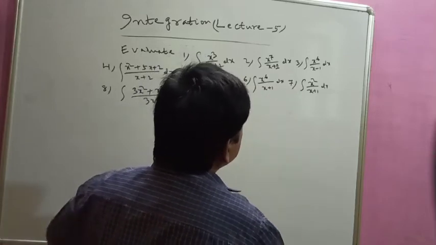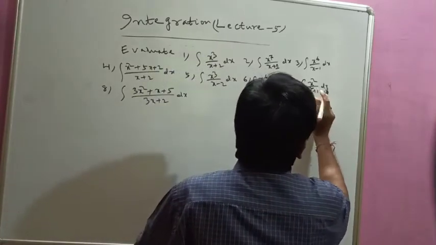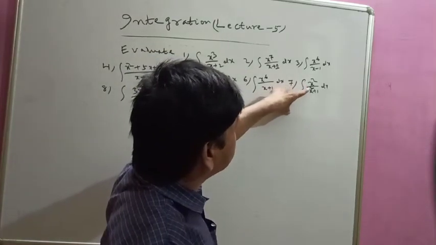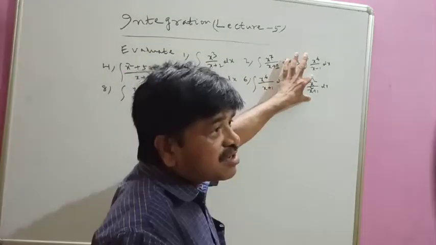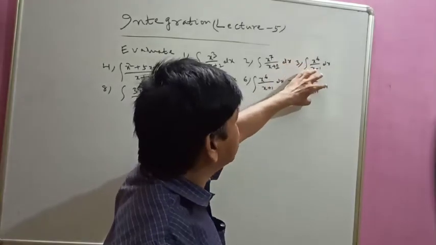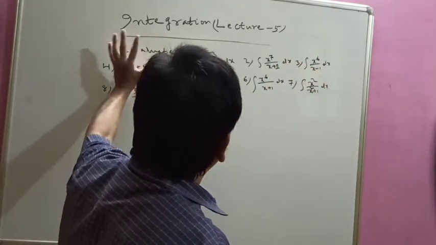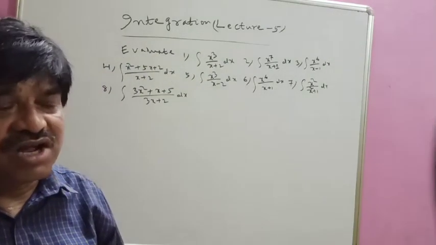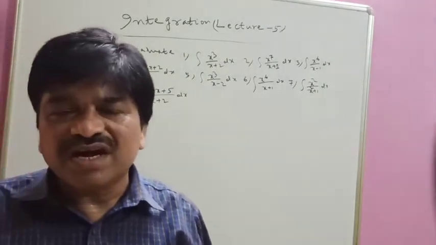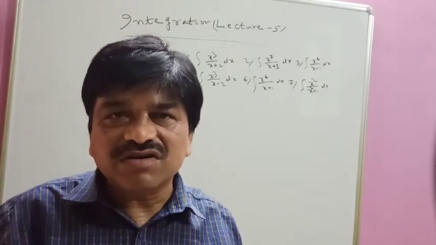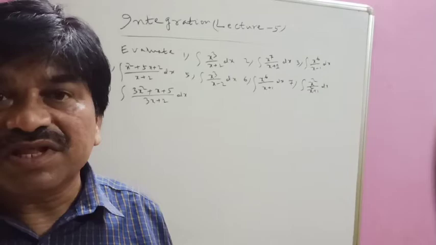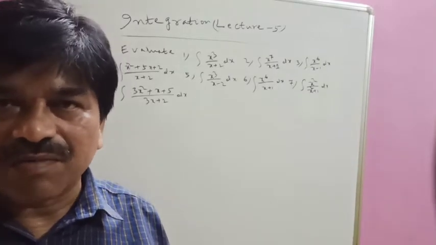Question number 7 is x square by x square plus 1. Here the degree of the numerator is 2 and the degree of the denominator is 2, so the degree of the numerator is equal to the degree of the denominator. Except for this question, in the other questions the degree of the numerator is greater than the degree of the denominator. So we will adopt that concept. What is the concept? If the degree of the numerator is greater than or equal to the degree of the denominator, then you have to divide the numerator by the denominator.